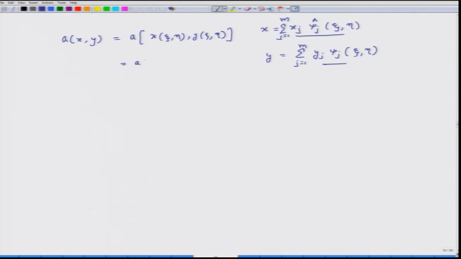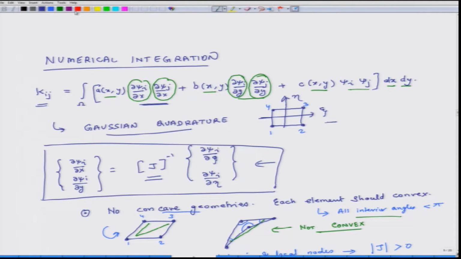So, essentially what I get is a new function a hat of zeta and eta. The nature of this function is different because it depends now on zeta and eta, but using this, I can transform A, which is a function of x and y, into a hat, which is a function of zeta and eta. Similarly, B(x,y) can become b hat and C(x,y) can become c hat. So, wherever I have functions of x and y, I can very easily in a straightforward way convert them. So, these terms can also be handled, and the same is true for these also. Psi I and psi j, we know how to express them in terms of zeta and eta.